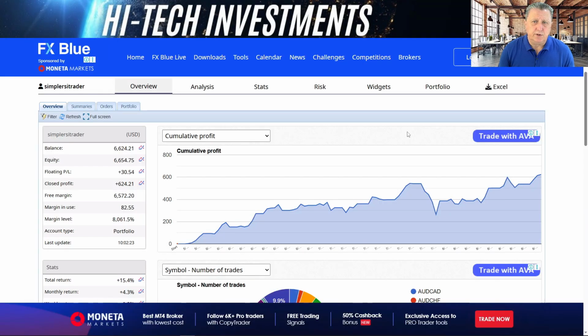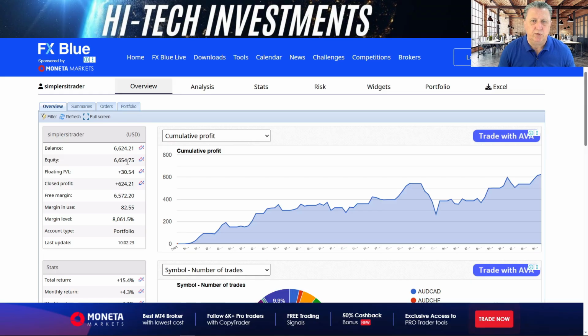The data we're going to use to show you this today is from FX Blue. We linked up all our 20 simple EAs to the same portfolio, and that's what you're looking at. It started off with 6,000, so basically accounts of $300 each, and then 20 of them gives 6,000. It's now up to 6,624. And in this particular case, we're actually up on the equity also.